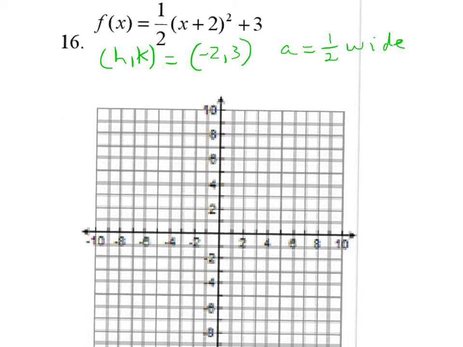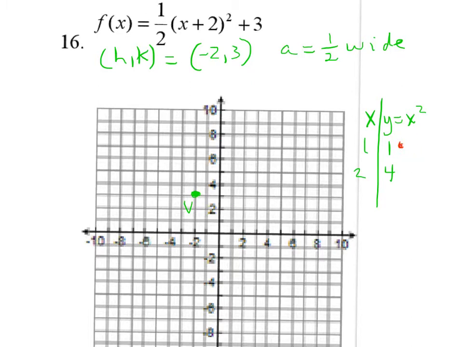Okay? So I'm going to first plot the vertex (-2, 3). So I'm going to go left 2, and go up 1, 2, 3, and put a dot. That will be my vertex, so I'm going to label it V. In my parent function y equals x squared, my normal count was 1, 1, 2, 4. So what I'm going to do is take my normal count and multiply it by my a.